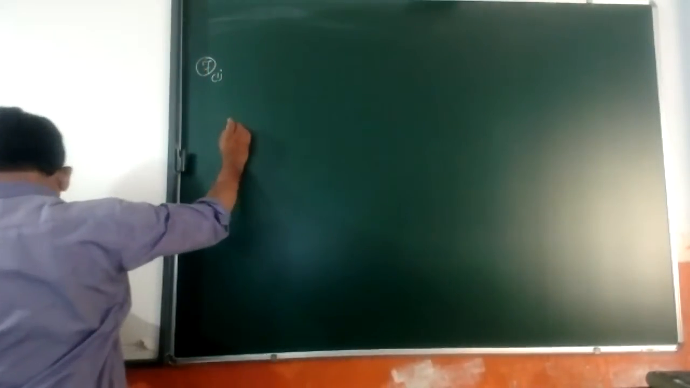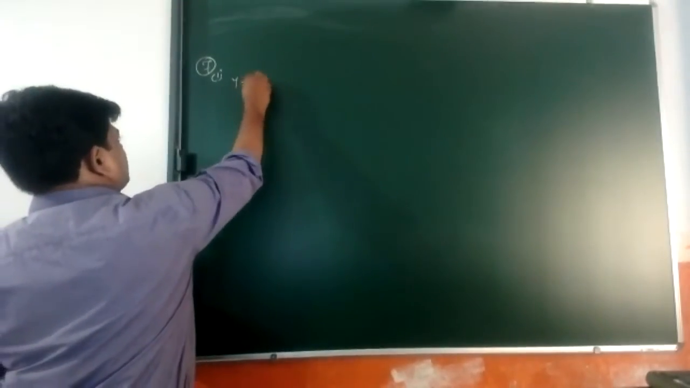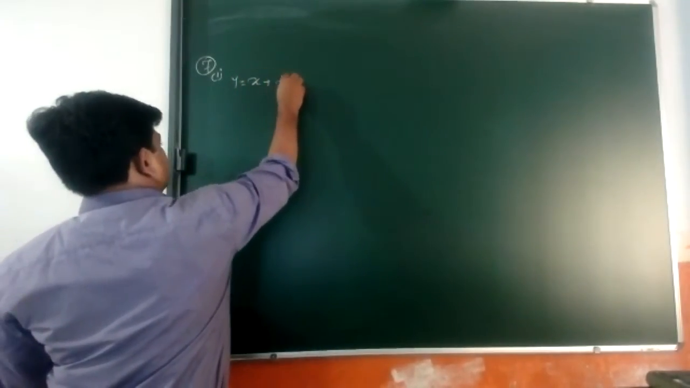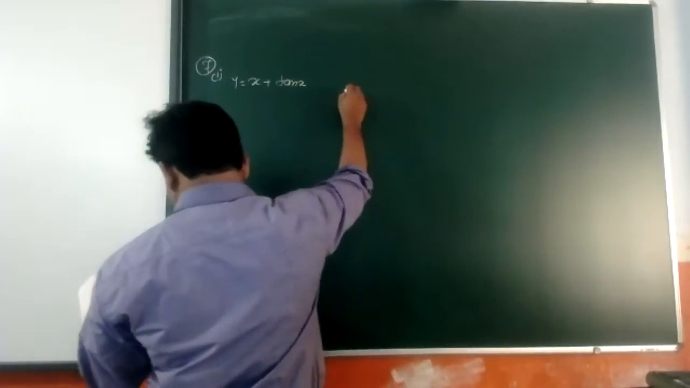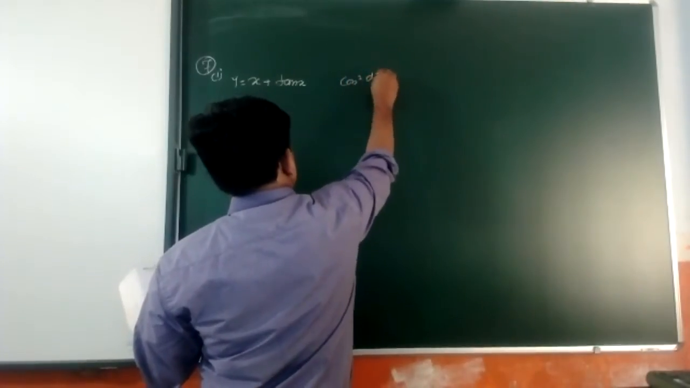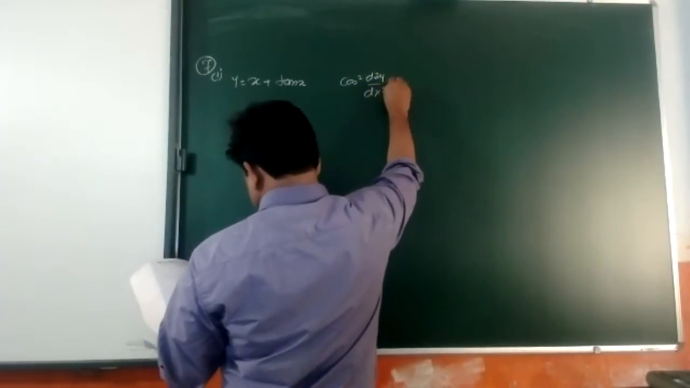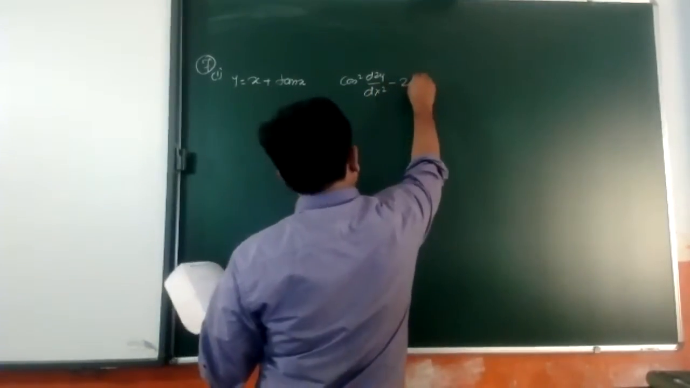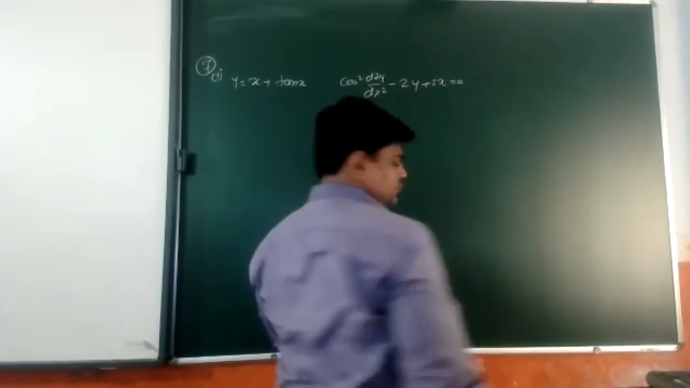In 7th first part, y is equal to x tan x, and I have to prove that cos square x d2y by dx square minus 2y plus 2x equal to 0. This one we have to prove.